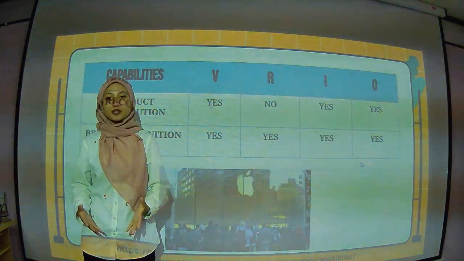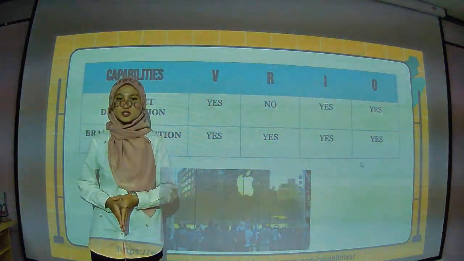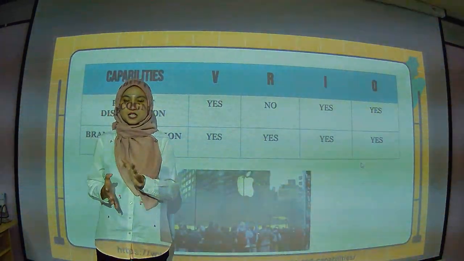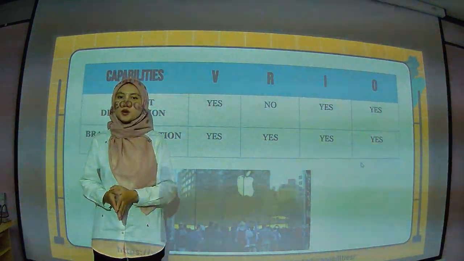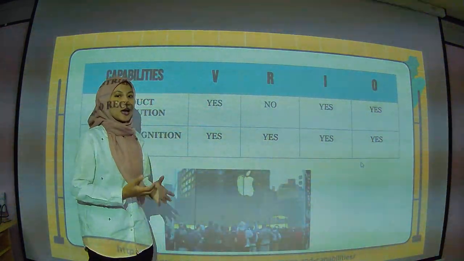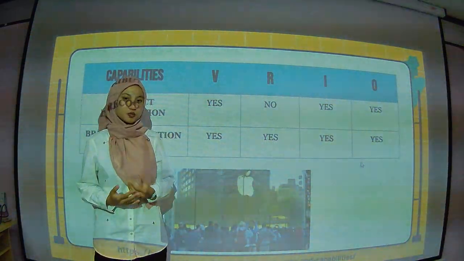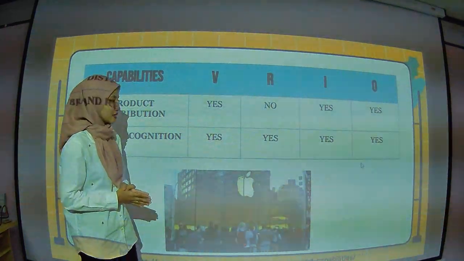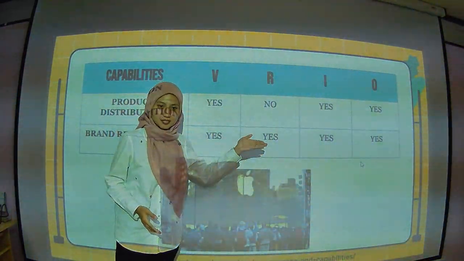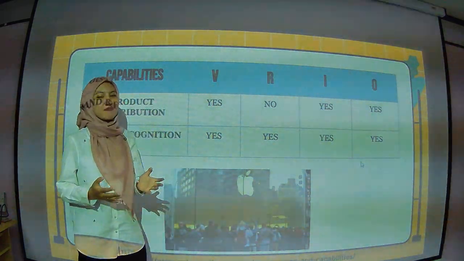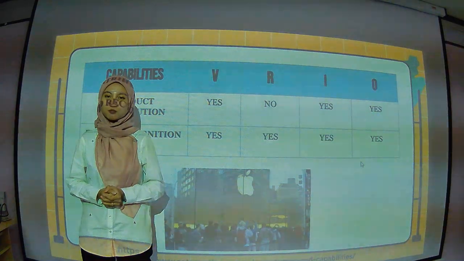Why? Because Apple is not just selling products, but they are also selling services such as repairing any of their products that have been owned by their customers. Because Apple has high technology that is rare, that's why their rivals find it hard to imitate them. For the organization, it states yes. Apple has a good management system that can help their product distribution run smoothly.